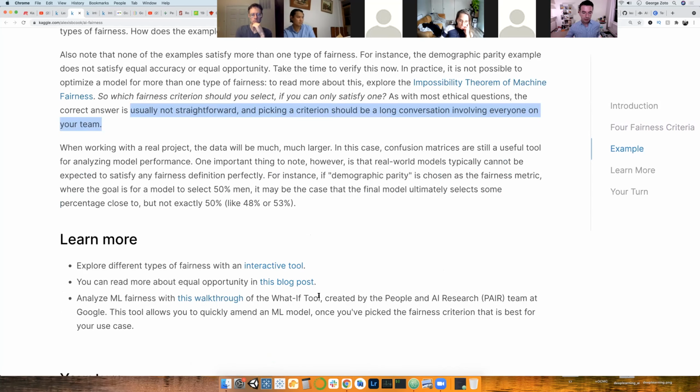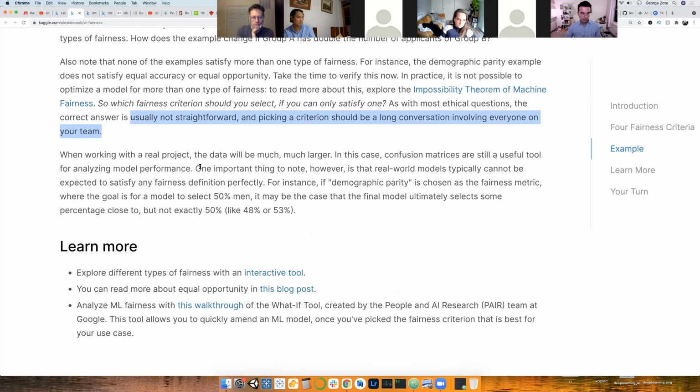Cool, there are some links here. Maybe in the end I can go through them. This What If tool is a nice, interesting tool from the Google ML Fairness team. And this blog post was also very interesting.